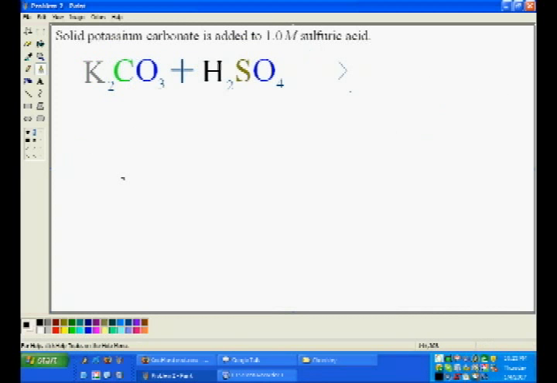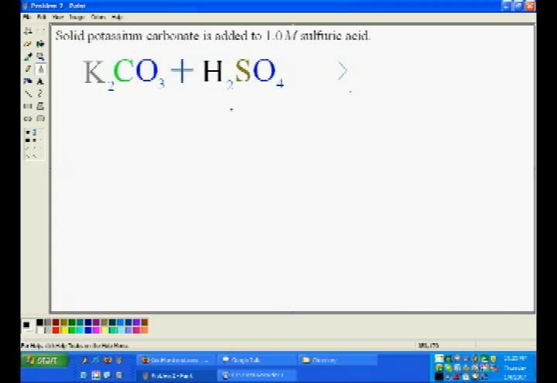Problem number 2. Solid potassium carbonate is added to 1.0 molar sulfuric acid. Alright, so K2CO3 plus H2SO4. So, this is an acid-base neutralization. It's in the miscellaneous section because it's one of the obscure ones.